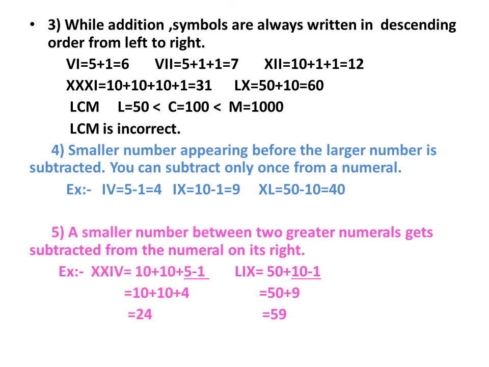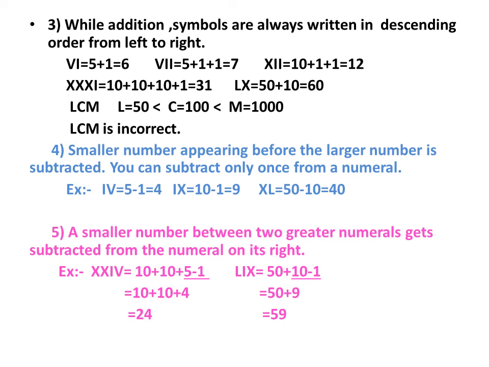Now see next rule, rule number 5. A smaller number between two greater numerals gets subtracted from the numeral on its right. What does it mean? We understand this rule with an example. Let's take an example XXIV. We always start from the left. Now X stands for 10.